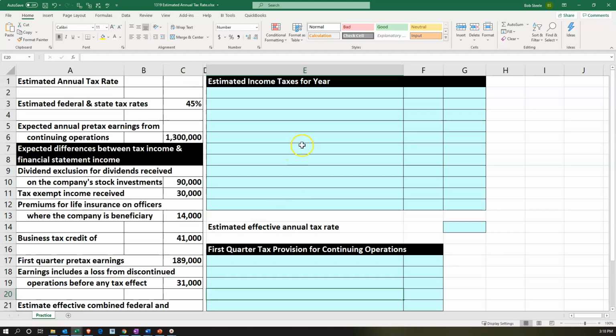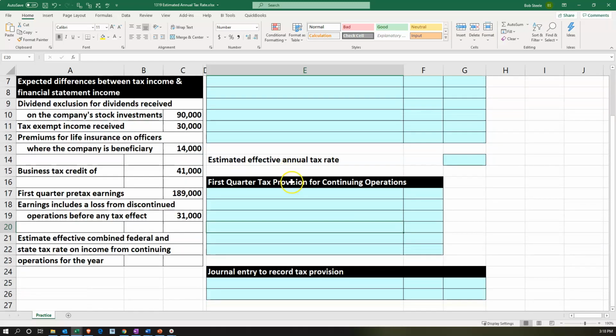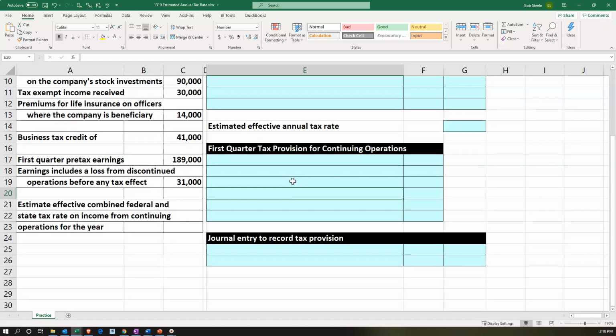Okay, so now we're going to go through our estimate for that. We'll take a look first at the estimated income taxes for the year. So we want to estimate the income taxes, then we'll go down and we'll think about the estimated effective annual tax rate. Then we'll take a look at the first quarter tax provision for continuing operations now that we have our estimated effective annual tax rate.